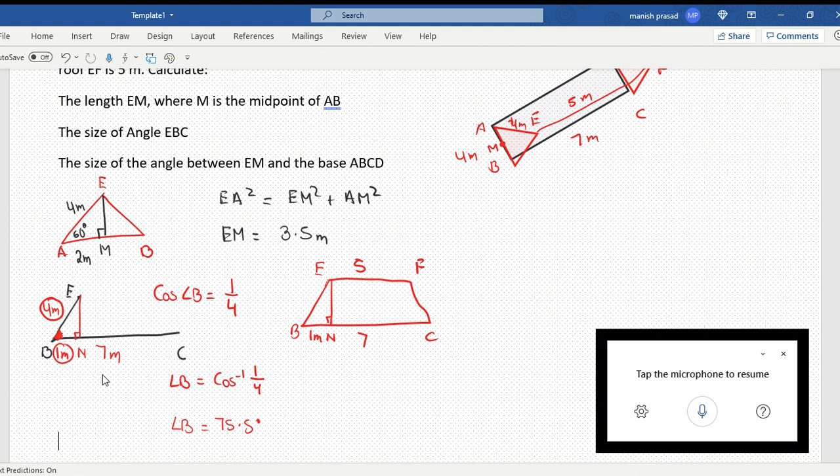Now we have to find the size of the angle between EM and the base ABCD. So let's look at EM. EM was our this angle, EM. And on the base ABCD, if we take this straight like this, okay, again it has to be done with the base. Look at this is the base. So now we need the angle of EM with ABCD. So this is the angle that we require. Now we already know the value of EM. What did we find the value of EM as? EM is 3.5.